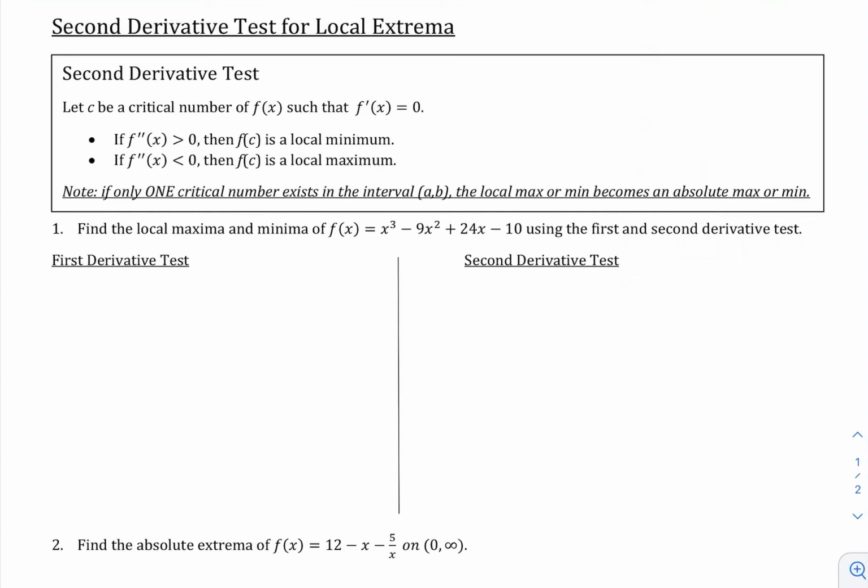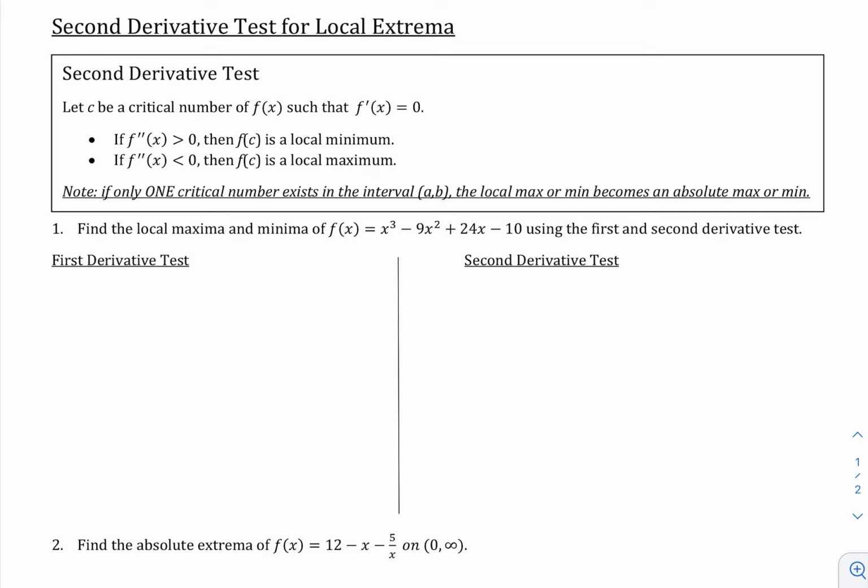Let's continue the discussion about extrema. So we're going to go back here with local, but still work a little bit with absolute. So we have a new test, and I'm going to compare it with the test that we already know. This is called the second derivative test for local extrema. And the test is pretty straightforward.